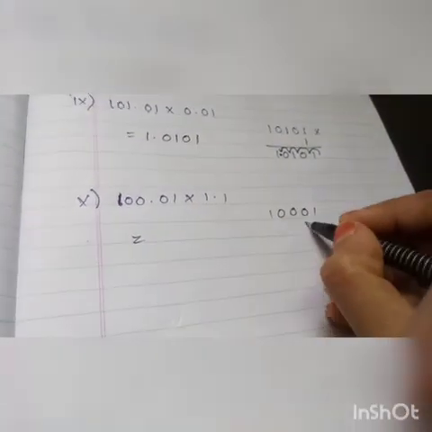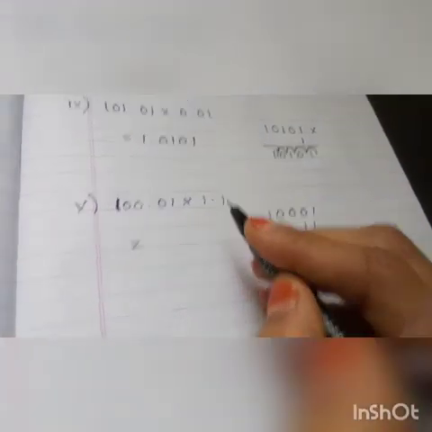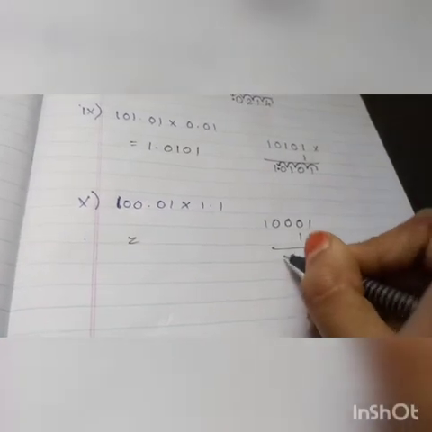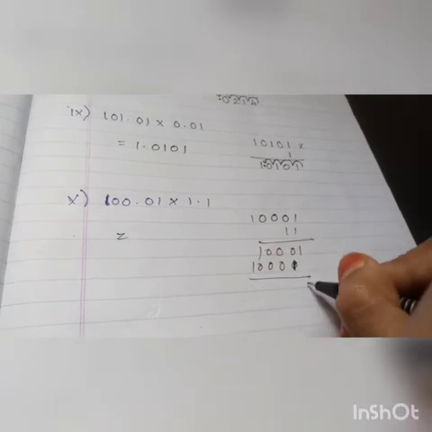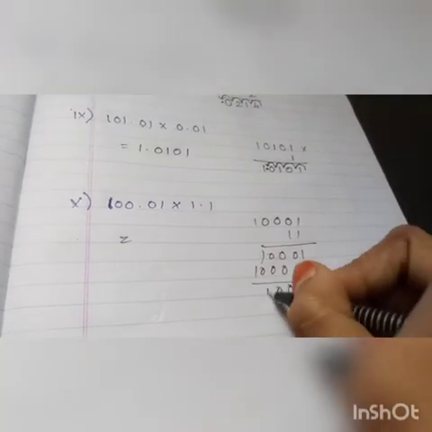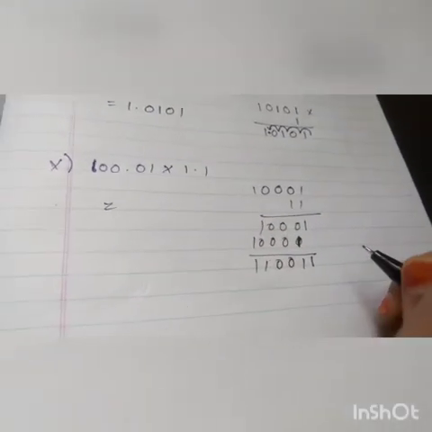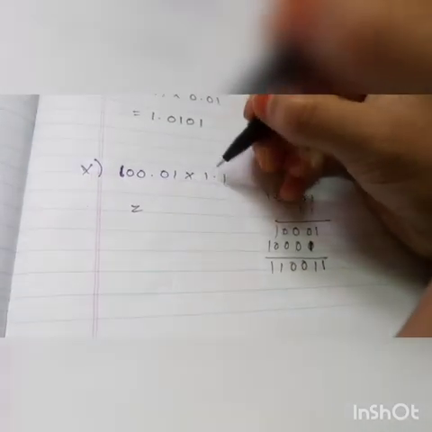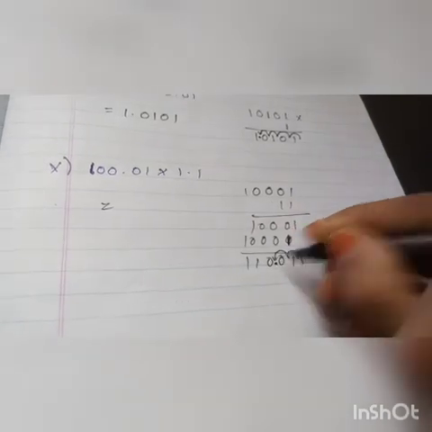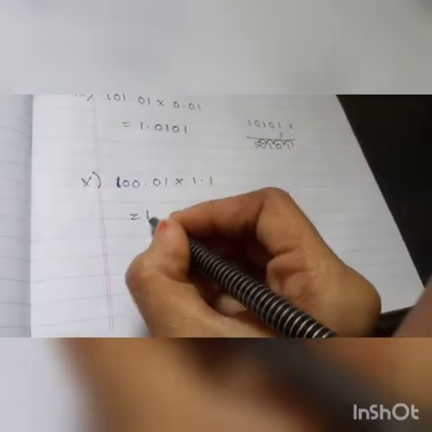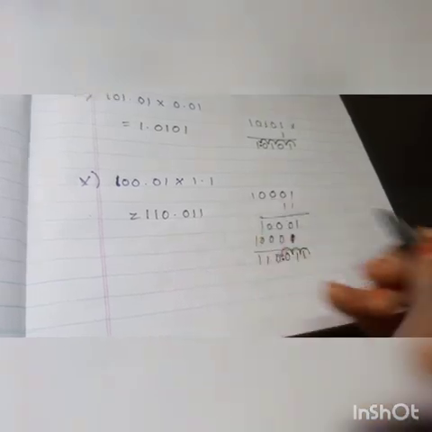Now here, 101 into 11, because we don't consider the decimal point. So the multiplication gives 1, 1, 0, 0, 1, 1. 3 digits you have to shift. 1, 2, 3. You will keep the decimal point here. So what is the answer? 110.011. The sums which I have left in between are the homework problems.